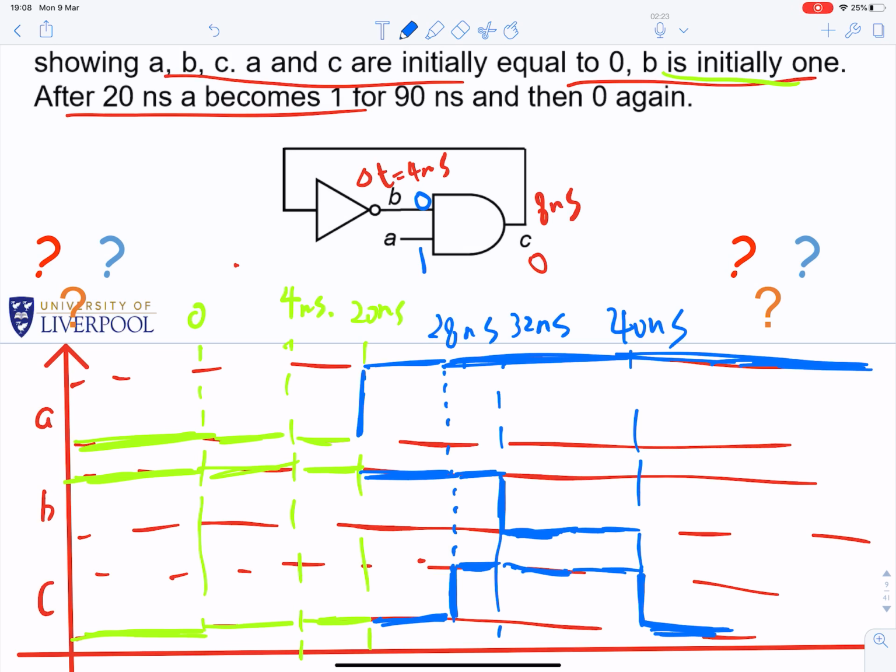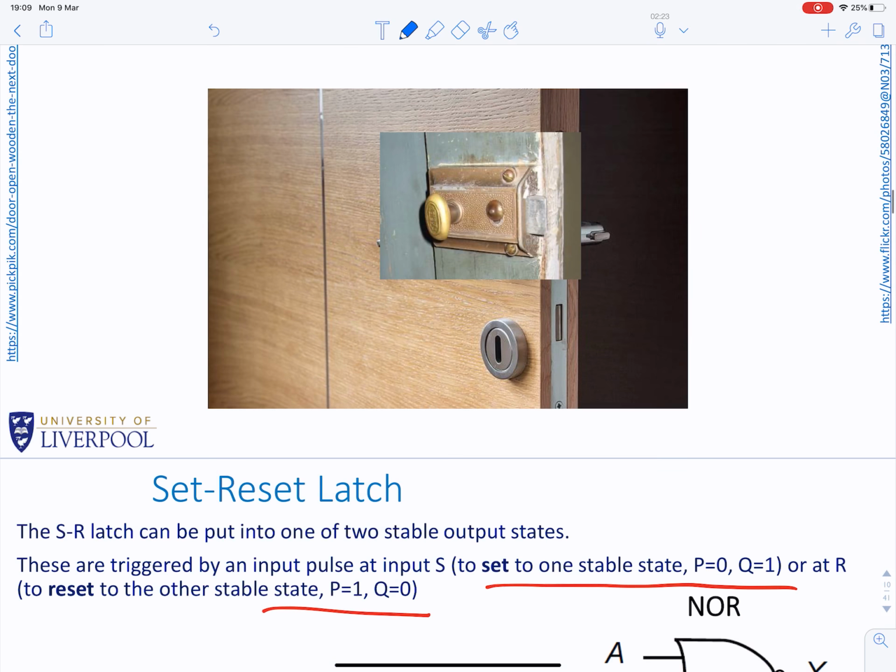And C comes to 0, B is 0, A is high. So B and C are both 0. What do we have? B and C are both 0. B is going to be 1 after 4 seconds. B is going to be 1, and then it will follow the structure.